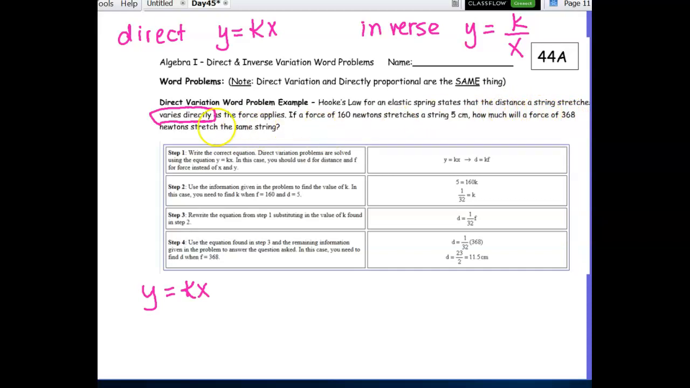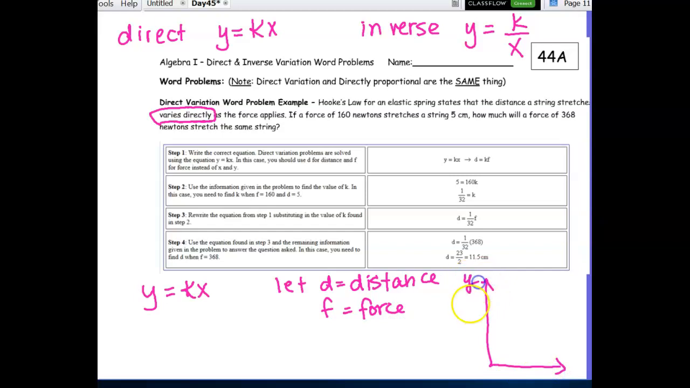Let d be equal to distance and F be the force. The distance is your output, and the force is your input. As the force increases, your output is going to increase. So the distance is directly proportional, or varies directly, to the force applied. We're going to take our direct variation, and instead of using output y and input x, we make it make more sense with the word problem. We're going to use d and F. So the distance varies directly with the force.